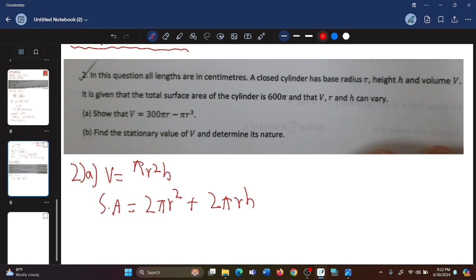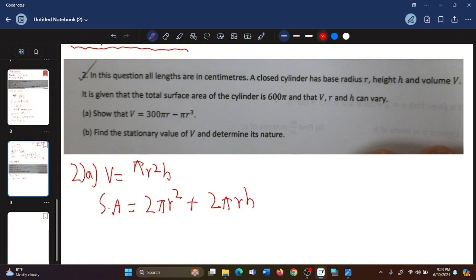Thus, it means we need to substitute an expression of h into the formula of volume so that h gets cancelled out. By this, I mean we need to find an equation of h in terms of r so that after we substitute that equation into this formula, we just have r as the only variable. So let's find an equation of h in terms of r.